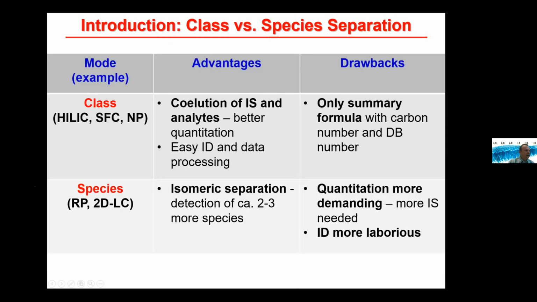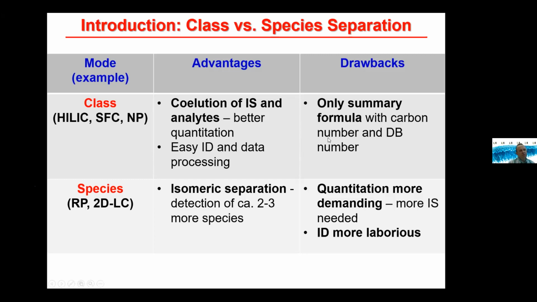Here I would like to fairly summarize the key major advantages and drawbacks of both methods, and all these parameters summarized here are really important. If you look at class separation, the key advantage is for quantitation, because you have coelution of the class internal standard with analytes, so the quantitation is much easier and more robust. It is also quite easy to do identification and automation of the whole process. But the drawback is that you have just the summary formula.